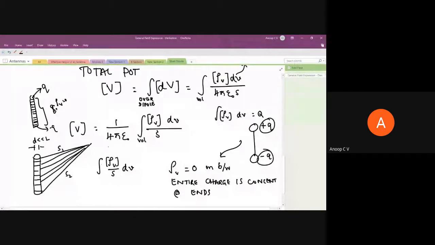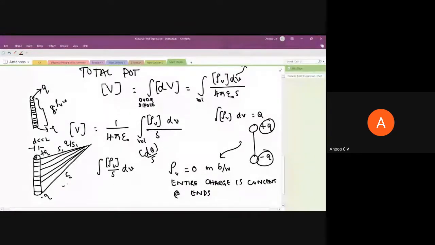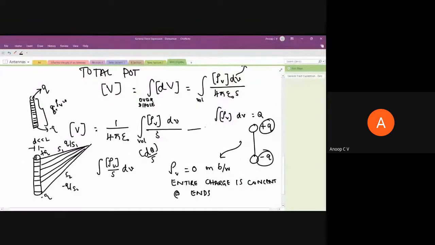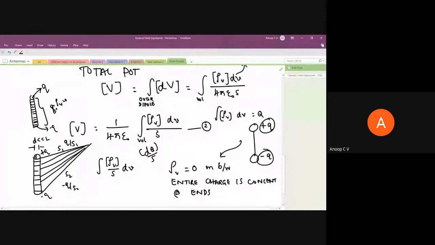So the total charge will be what? Total charge rho v dv is dq. So you have to integrate dq by s. So dq at this end is plus q, and dq at this end is minus q. So dq by s for the topmost point will be Q by s1, and for the bottommost point will be minus q by s2. So I'm calling it equation number 2. Please give continuous numbers.